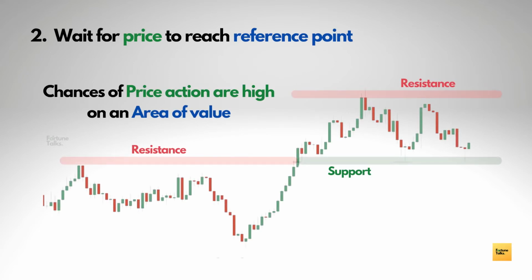Now, after you have figured out a reference point, the second point is to wait for the market to reach that particular reference point. Now, no matter where the price is trading right now, for a price action trader to make any sort of conclusion with the prices, it has to be in an area where there is a potential interest from the side of the market participants, or simply the price should be at an area of value.